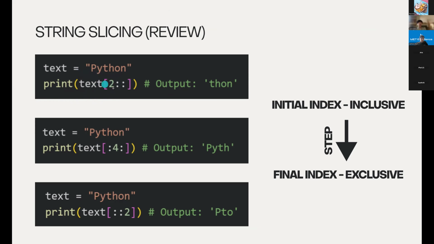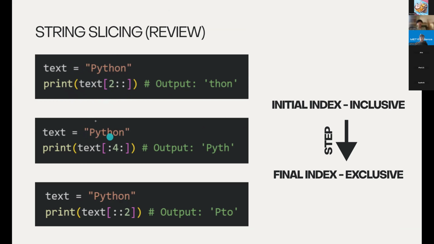If it starts at position 2, we know that the initial index is inclusive. So this is position 2, which is T. And if you assume the default because these arguments are empty, it will just be THON because it will be 1 for the step.